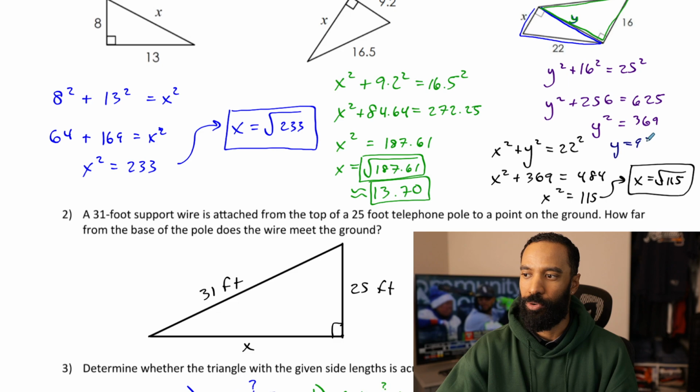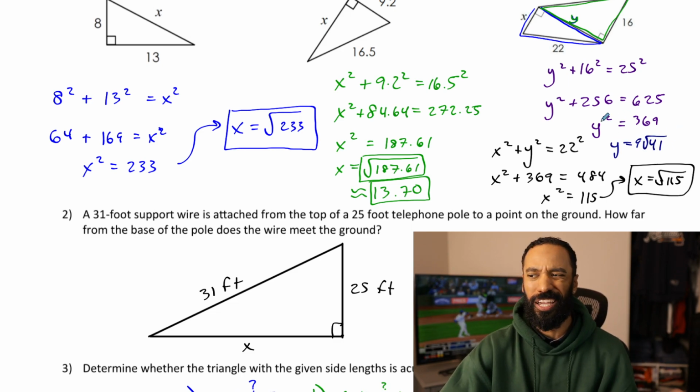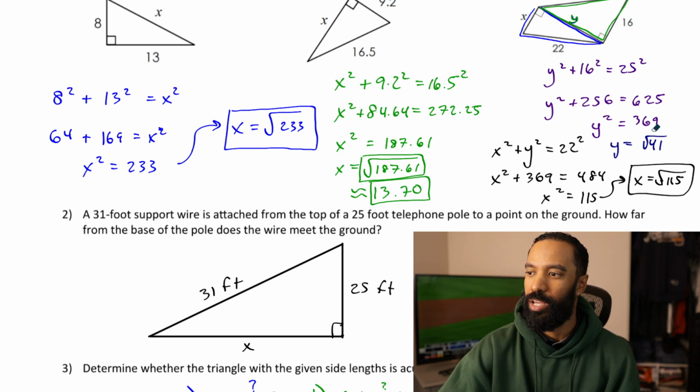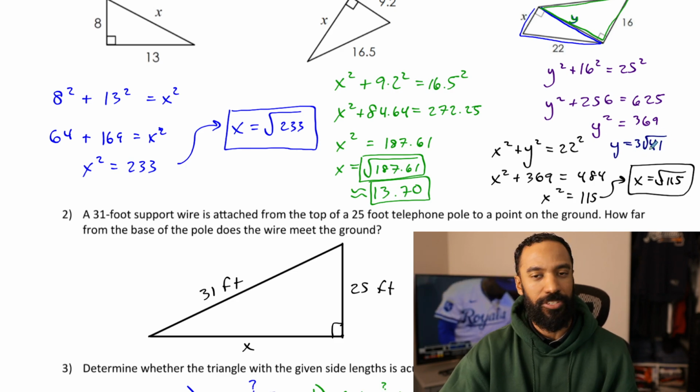Y is 9 root 41. And then I was going to go back and say, now we got to square it. But I was like, oh, we already have that squared. Excuse me, 3 root 41. The point I'm going to make is that we didn't get to practice squaring one of these.